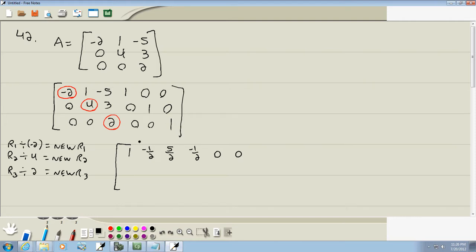Second row, we'll divide everything by 4. Well, 0 divided by 4 is 0. 4 divided by 4 is 1. 3 divided by 4 is 3/4. 0 divided by 4 is 0. 1 divided by 4 is 1/4. 0 divided by 4 is 0.